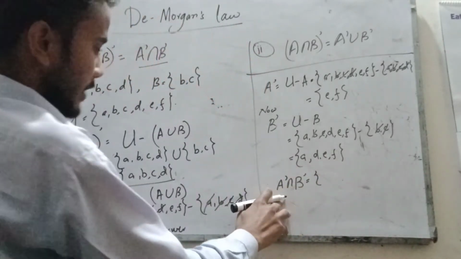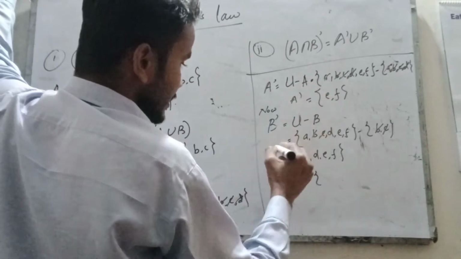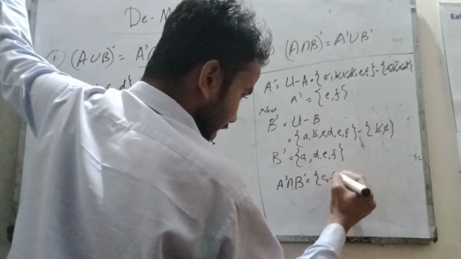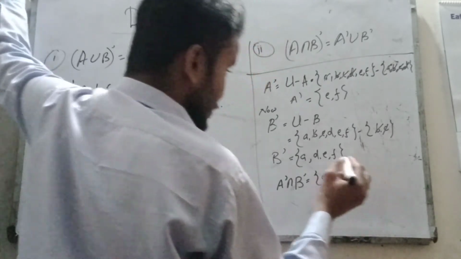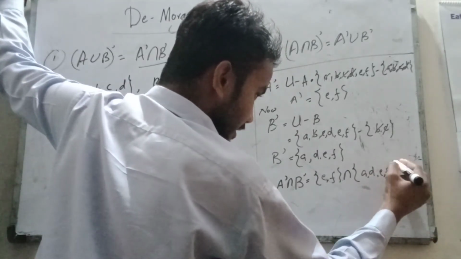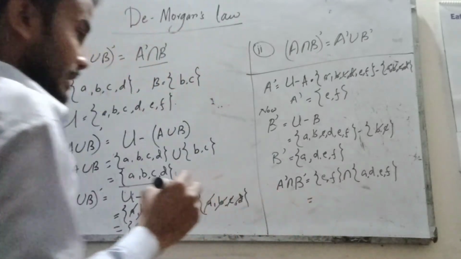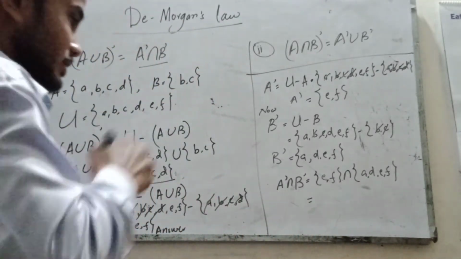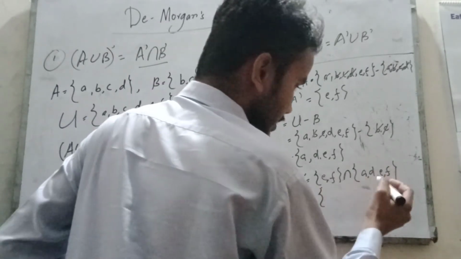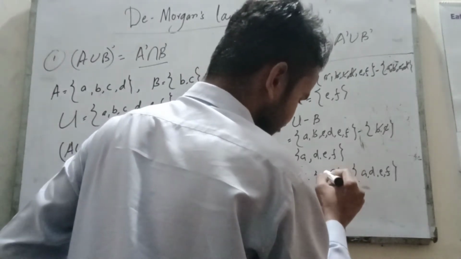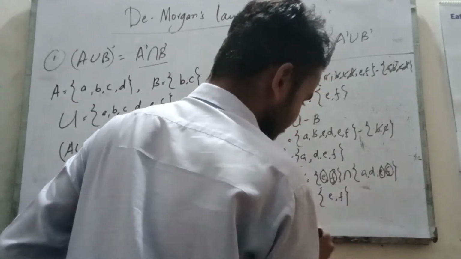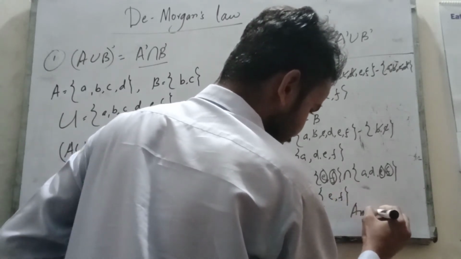So what values have we found? This is A complement and this is B complement. A complement is equal to E comma F. Intersection, what is B complement? B complement is equal to A, D, E and F. We know that in the intersection we just put the common elements in a set, the values which are common to both sets. So here E and F are common to both sets. So this is the answer.